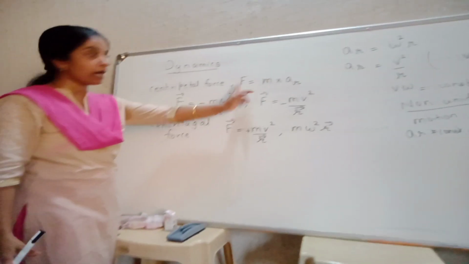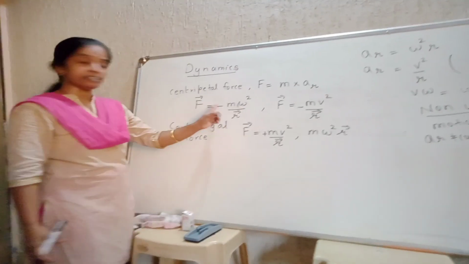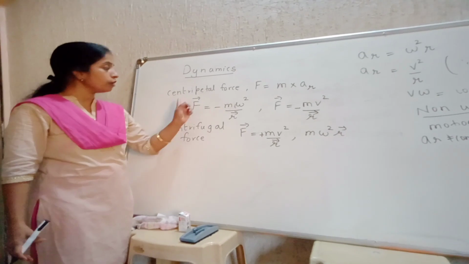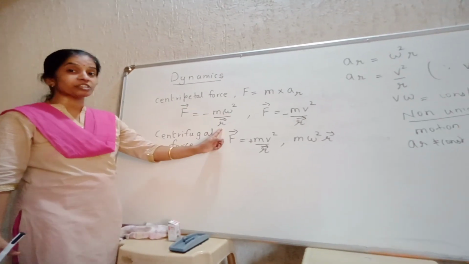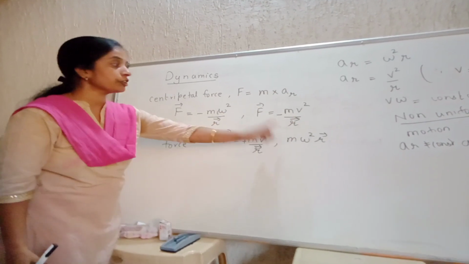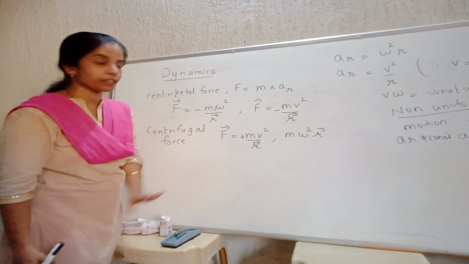Centripetal force is given by the product of mass and centripetal acceleration, that is minus m omega square vector r. Minus, let me repeat it again, as F and r are in opposite direction. F is equal to minus mv square by r, which shows that force and radius vector are in opposite direction.